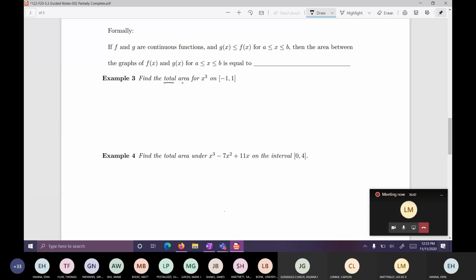Anyway, let's do this. So notice that this says total area. So again, this is kind of that second type of problem that we can do with this process. Essentially the second equation we're using is y equals 0. So we're essentially finding the area between y equals 0 and y equals x cubed. That's why we can use that same process, even though it's not phrased as find the area between these two functions, that's essentially what we're doing.